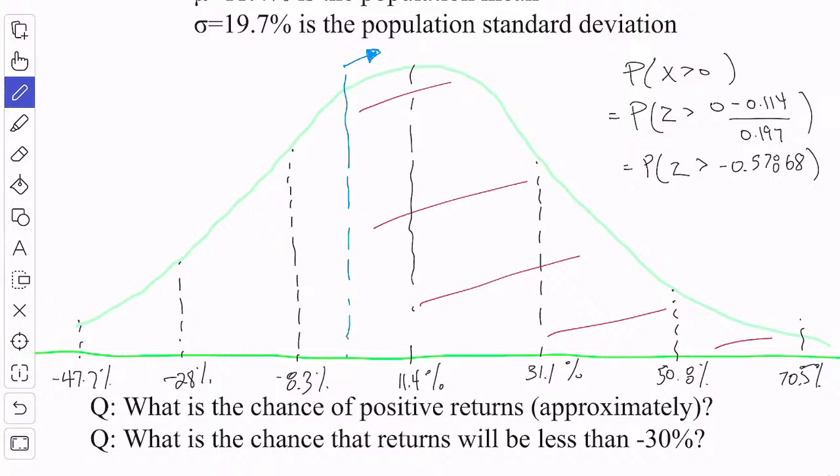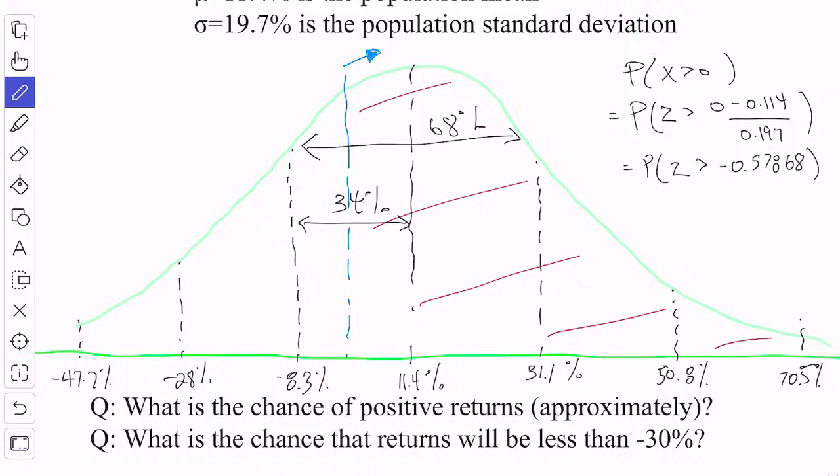So it's supposed to be 68% of the observations are between here and here. I'll just use black. So between here and here, 68%. So between here and here is 34%.